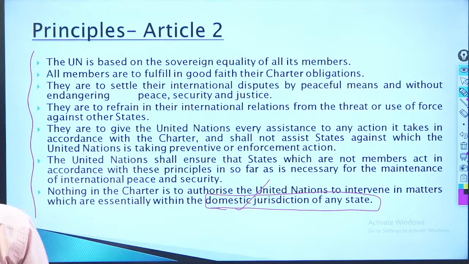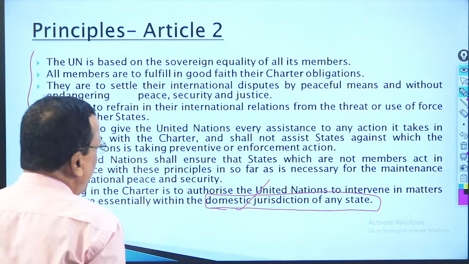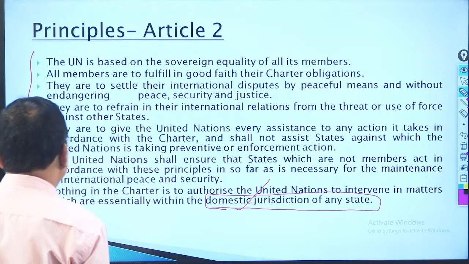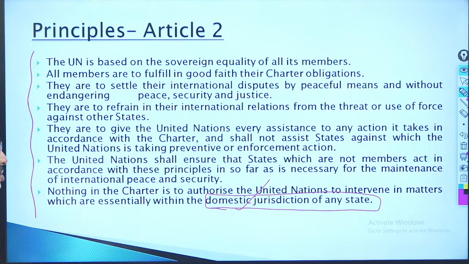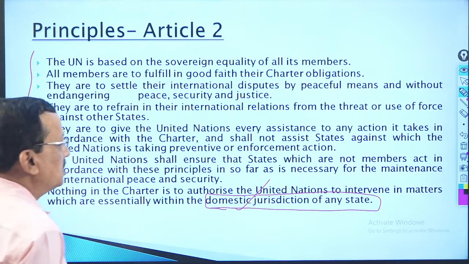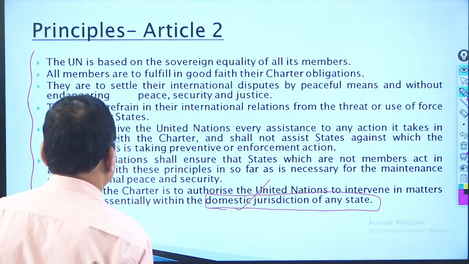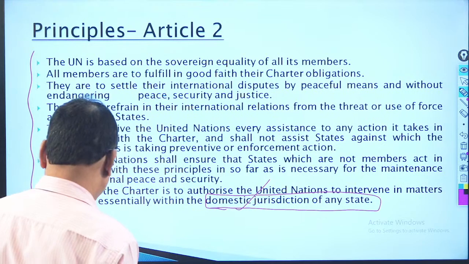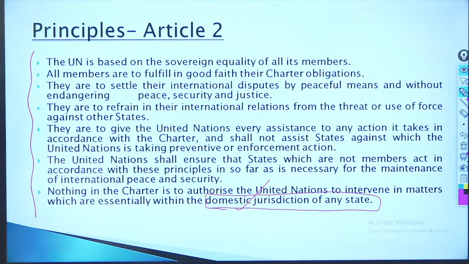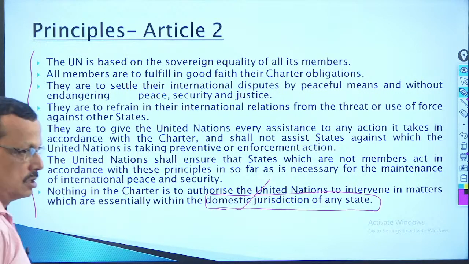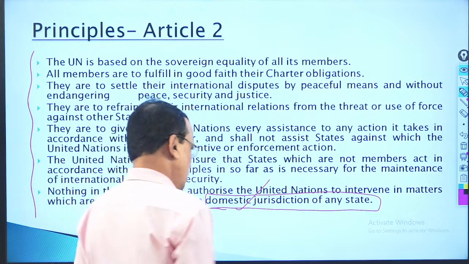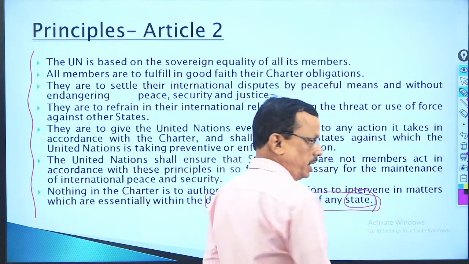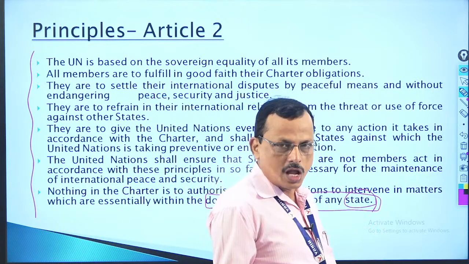The United Nations shall ensure that the states which are not members act in accordance with these principles insofar as it is necessary for the maintenance of international peace and security, and nothing in the charter is to authorize the United Nations to intervene in matters which are essentially within the domestic jurisdiction of the state. State here means country. Clear? So, about the objectives and the principles.